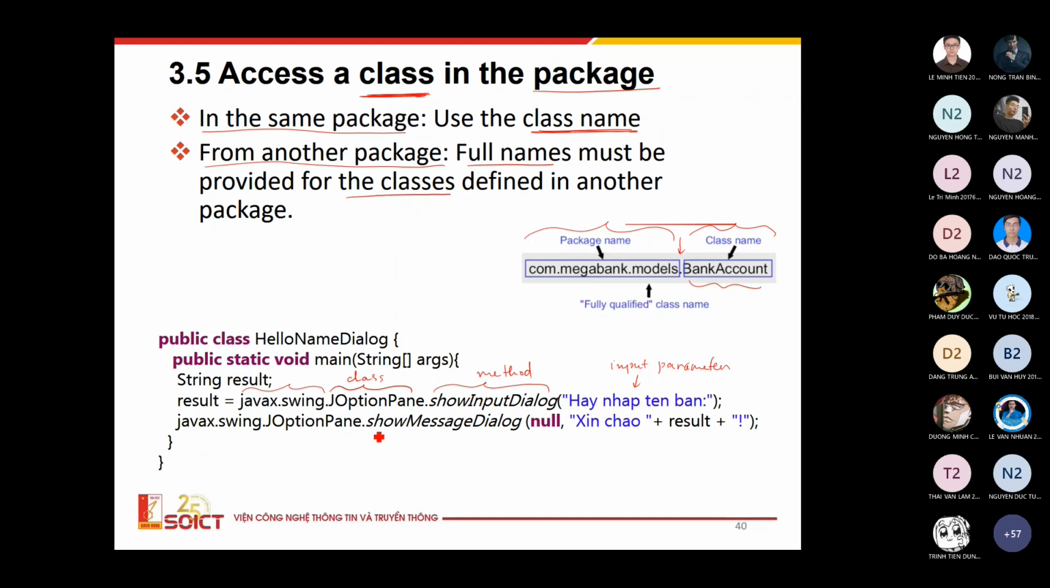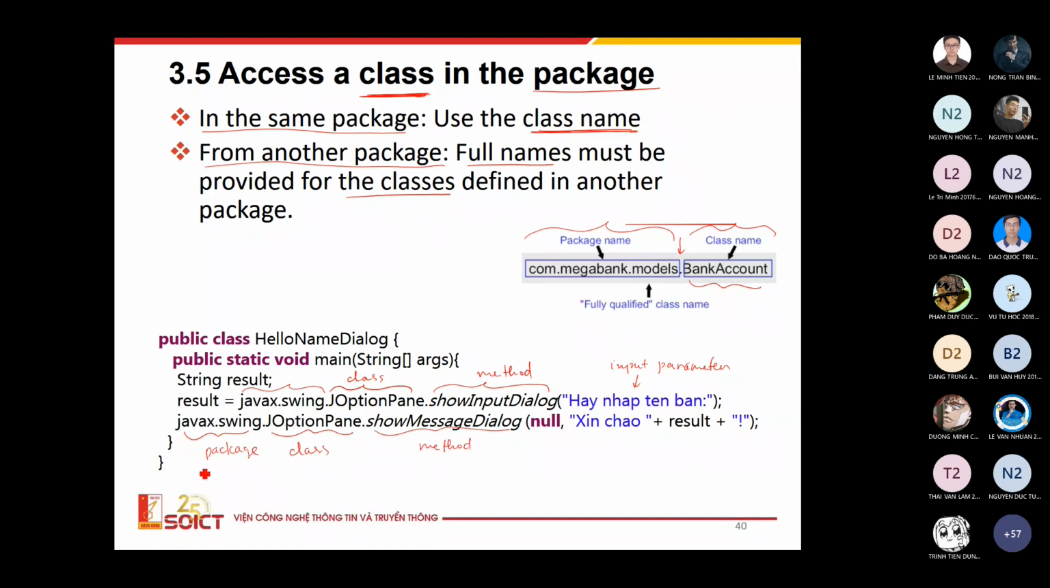And then the same when you want to access or use the showMessageDialog method of the class JOptionPane. This is the method name, and this is a class, from this package. So this is the way you access a member of a class in a package.